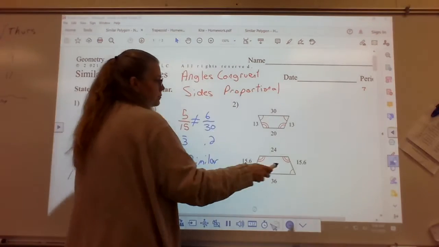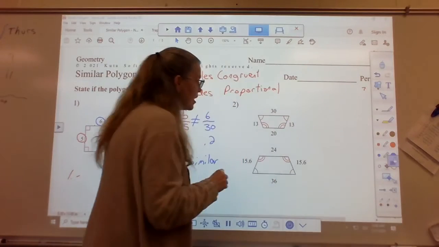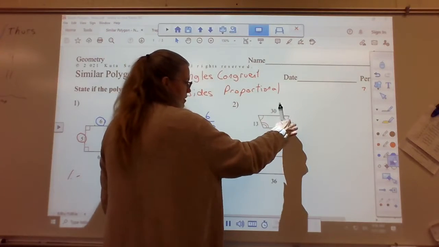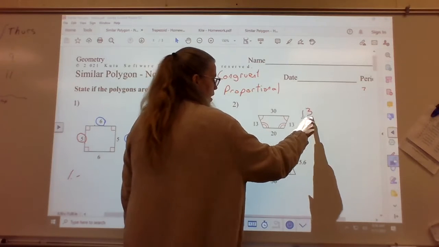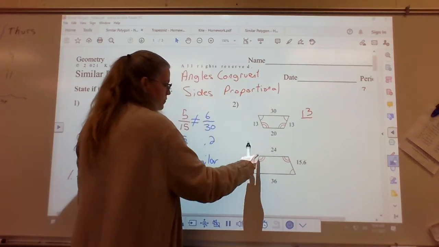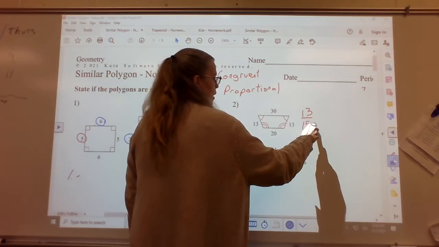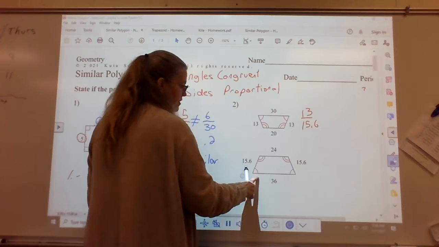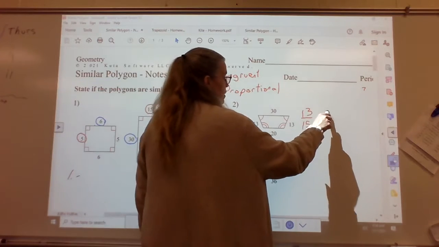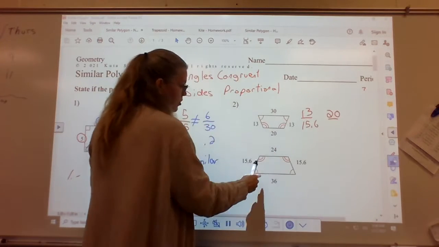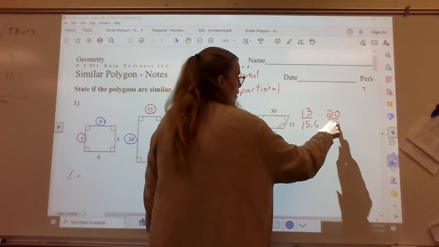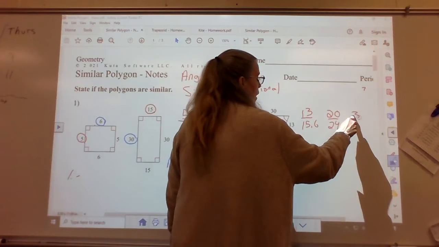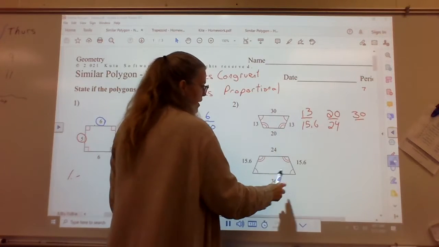So number 2 here. Again, you've got to make sure this gets lined up right. I've got the sides of the trapezoids that are 13 over the sides of the trapezoids, 15.6. Now I've got both bases. I'm going to take the smaller base, which is 20, and put it over the smaller base, which is 24. And then finally, the bigger base, 30, over the bigger base, 36.